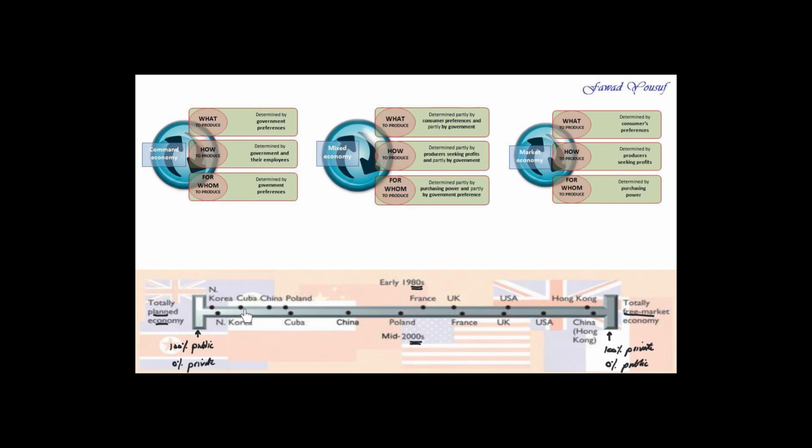Cuba in South America, quite a big transition they have gone through, but still they're on the left hand side. This left hand side is probably like 75% public and 25% private ownership of resources, whereas over here you would have like 75% private ownership and like 25% public. That's what the right hand side is.